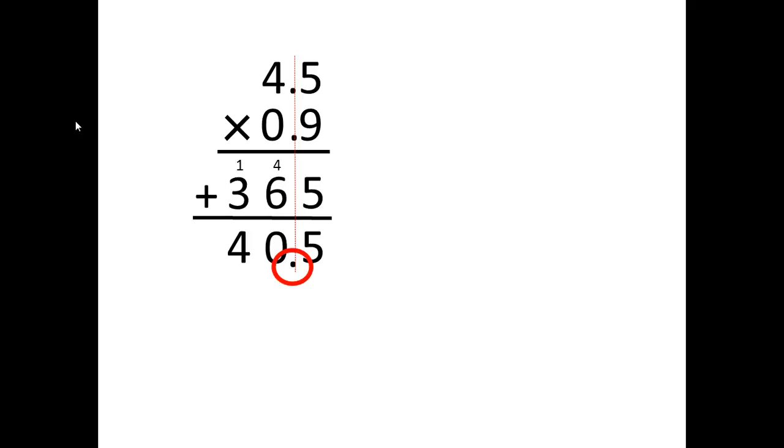So how do we do that? Let's take a look at the multiplicand first. The multiplicand here is 4.5. What can we do to this number to change it into a whole number? We could multiply it by 10, because then the decimal point moves one place to the right, changing the number to 45. Could we do something similar to the multiplier? Sure we can. We can multiply the multiplier, which is 0.9, by 10 as well, changing the number to a whole number, which is 9.